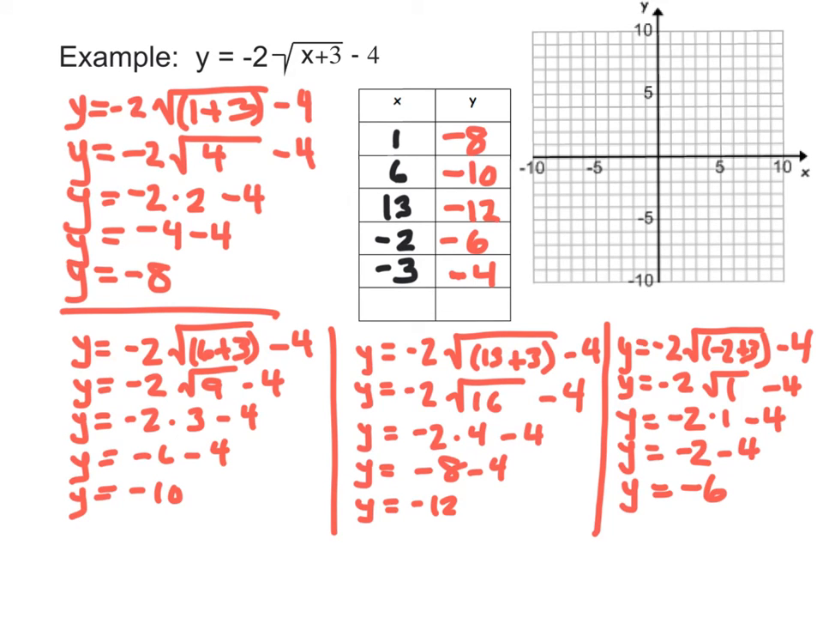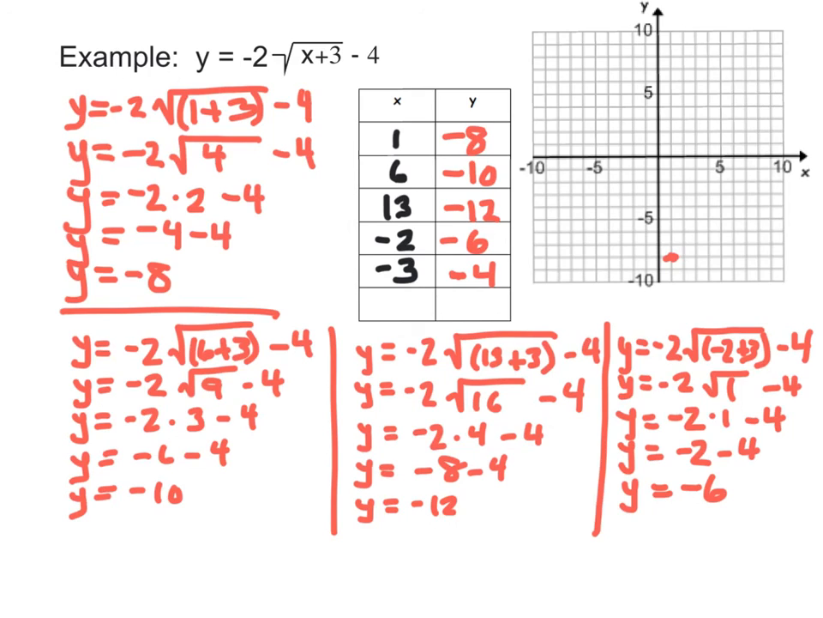Okay, so this is what your table should look like. I didn't have space to show my work for this last value of x, but I do have all of the answers in for y. And again, we can plot our points. We have (1, -8), so positive 1, negative 8 is down here.